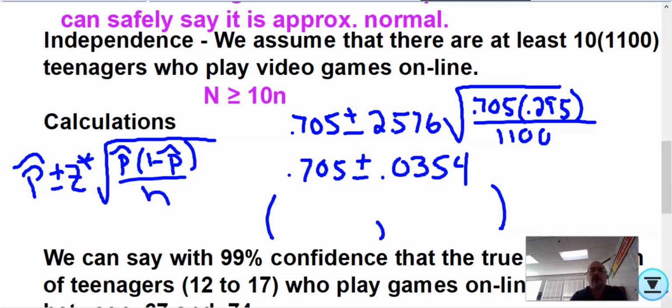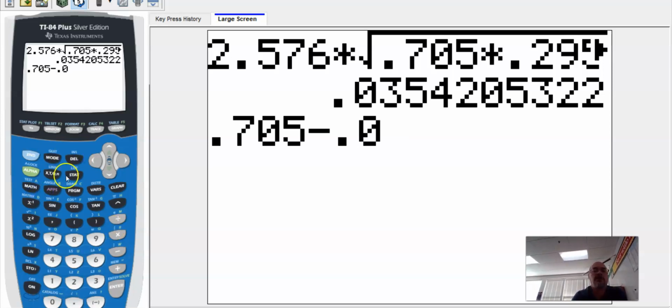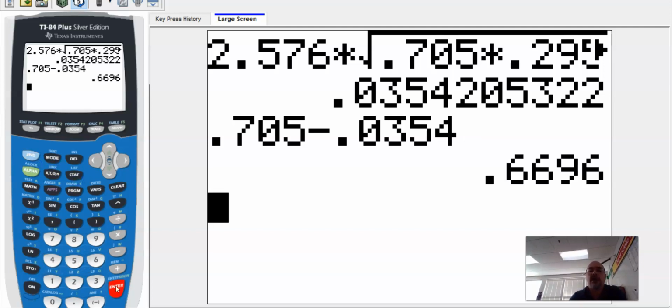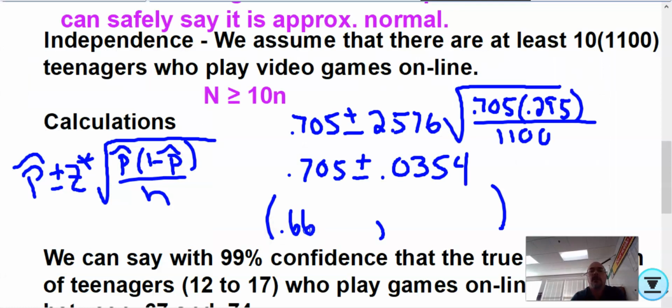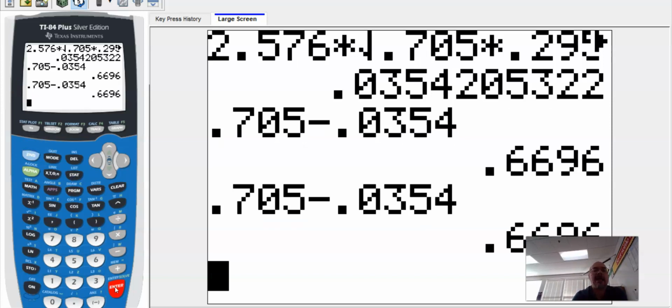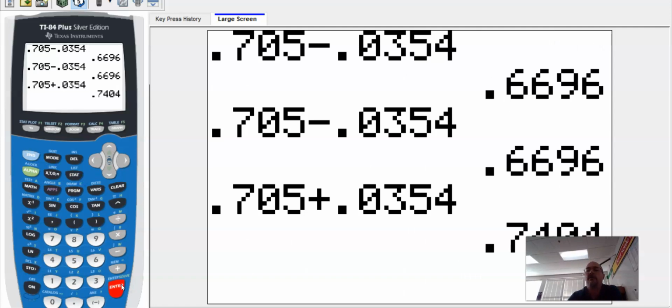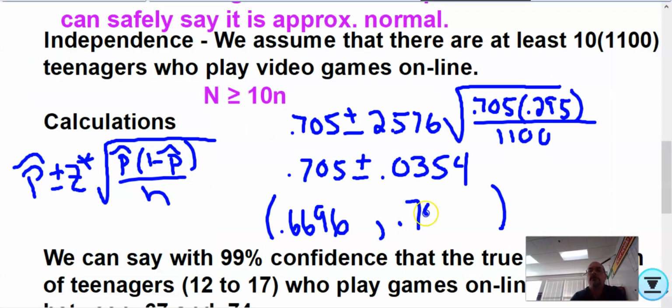I'm going to take my 0.705 and subtract 0.0354, and we get 0.6696. Now we add 0.705 plus the 0.0354, and we get 0.7404. Voila, I have my calculations.